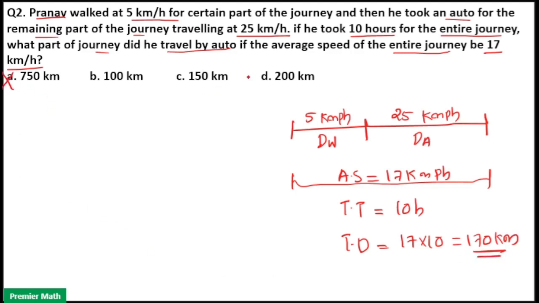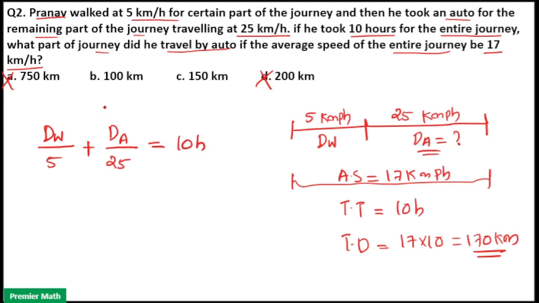So option A and option D are wrong because both are greater than 170 km. Here we need to find out total distance he travelled in auto. So here if you look, the distance he walked divided by speed of walk, 5 km per hour, plus distance he travelled in auto divided by speed of auto, 25 km per hour, is equal to total time 10 hours.